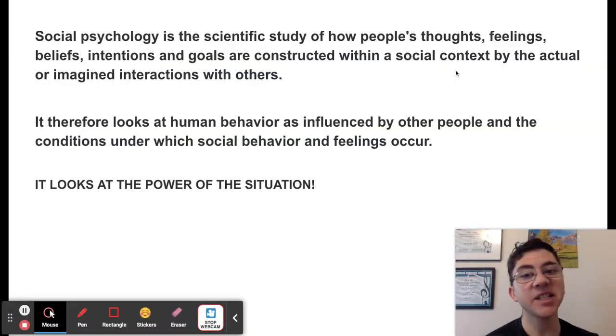In order to understand social psychology, we need to understand what it is about. Now, this is the scientific study of how people's thoughts, feelings, beliefs, and intentions are constructed within a social context by the actual or imagined interaction with others. So, how one person interacts with another person, and how those two bond in that relationship, the chemistry of those two people. It looks at human behavior influenced by other people and the conditions under which social behavior and feelings do occur. So we're not just doing things totally independently.